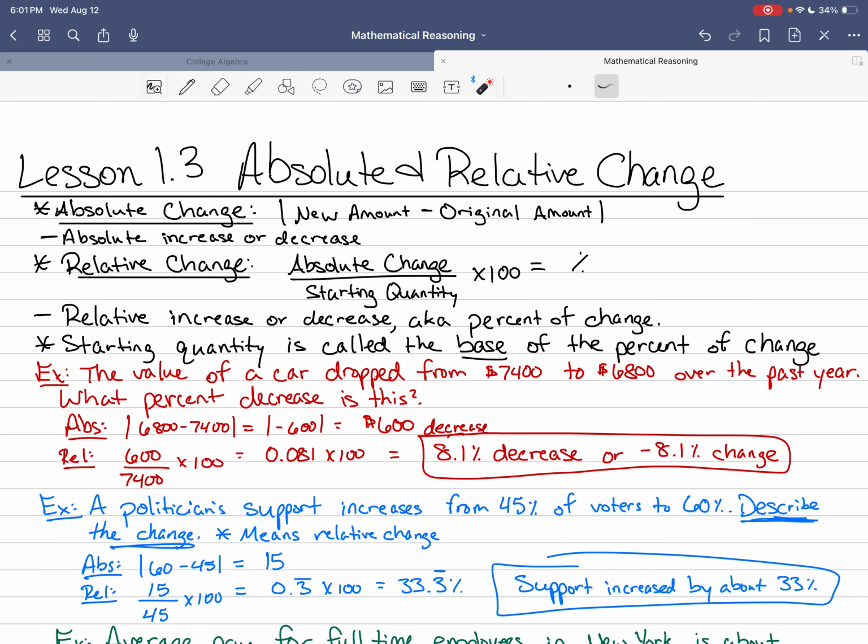Relative change is going to be a percentage. So how is this change relative to the grand scheme of things? So we're going to take the absolute change, however much we increase or decrease by, as a positive value. We're going to divide that by how much we started with, multiply by 100, and that will give us a percent of how much we changed by. A relative increase or relative decrease, and this is also known as percent of change, if you recall doing that before. The starting quantity in this case is called the base of the percent of change. So that's why it's on the bottom of the fraction.